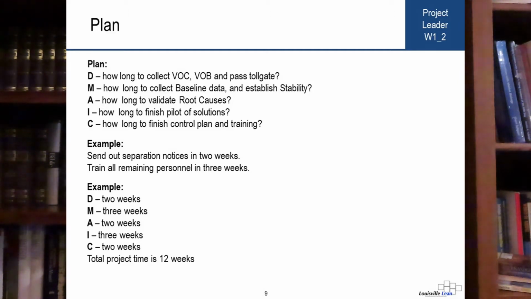Again, we're going to talk about tollgate reviews. Those should be the report outs. But if you're the process owner, you may want some other dates. That's fine. There's nothing etched in stone about using DMAIC in the timing.